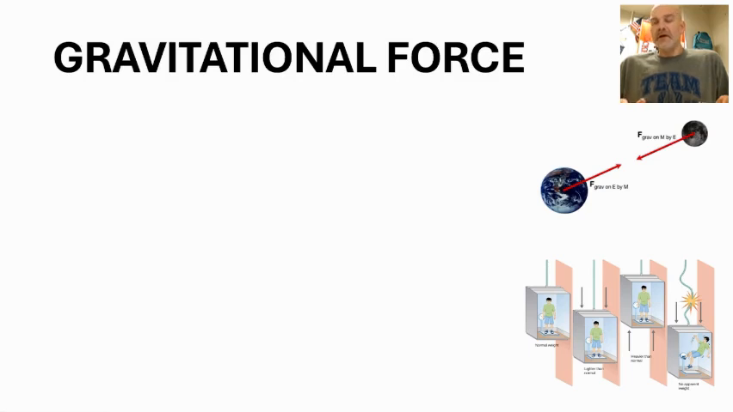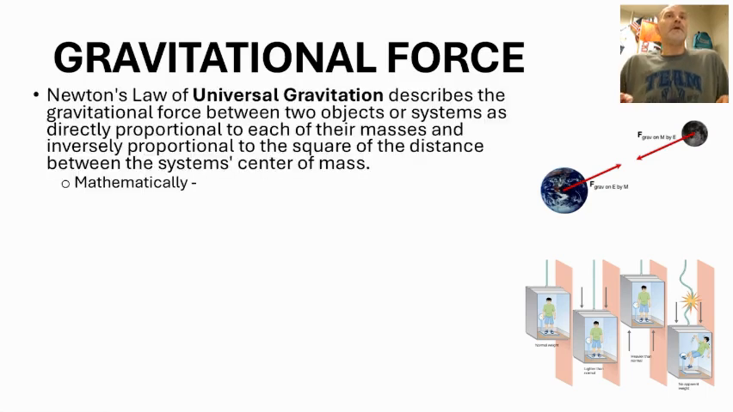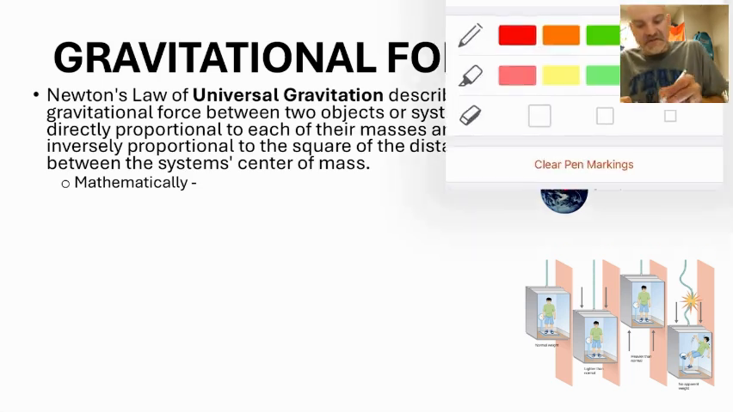Here we're going to start talking about specific forces and how we handle them when we talk about Newton's laws. Gravitational force is known as Newton's law of universal gravitation, and it describes the gravitational interaction between two objects. The force is directly proportional to the masses and inversely proportional to the square of the distance.